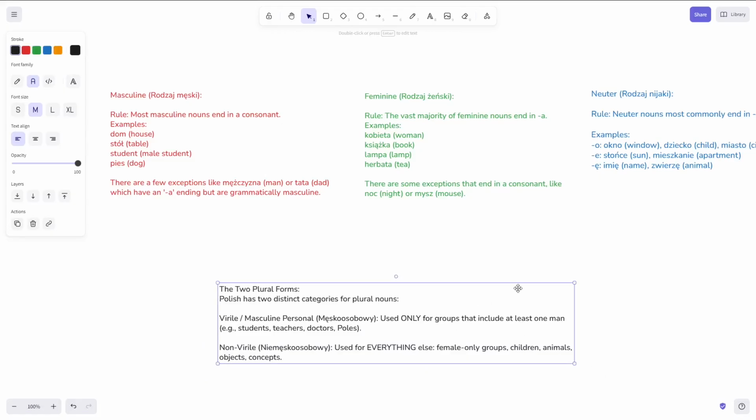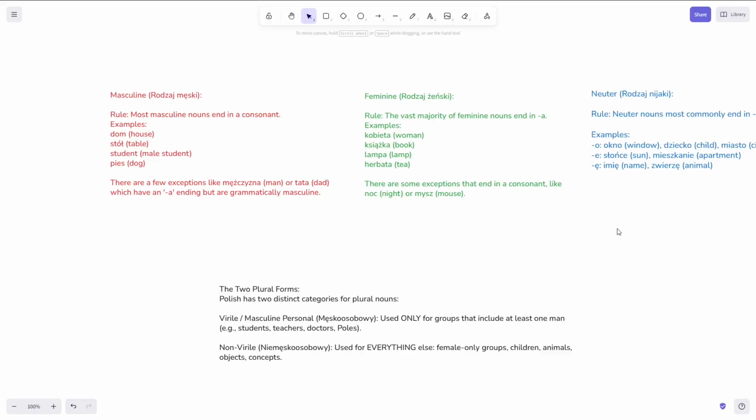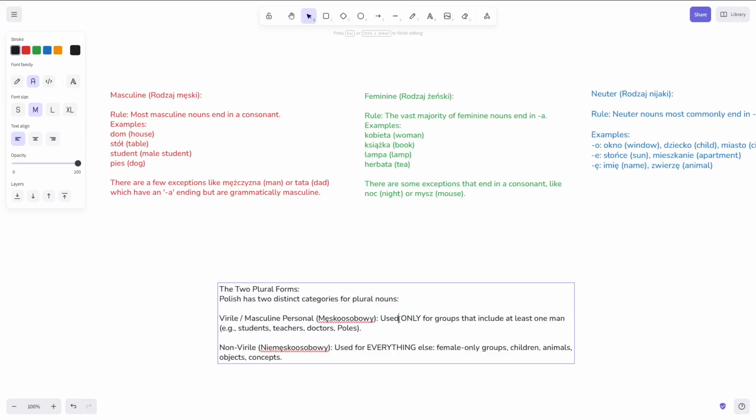So basically, when you have a group of 4 men, 4 dudes, it is masculine. When you have a group of 4 women, 4 females, it is non-masculine. When you have a group of 2 men and 2 women, so a mixed group, it is what? It is masculine, okay? So if it includes at least one man, it's already considered to be a masculine group.